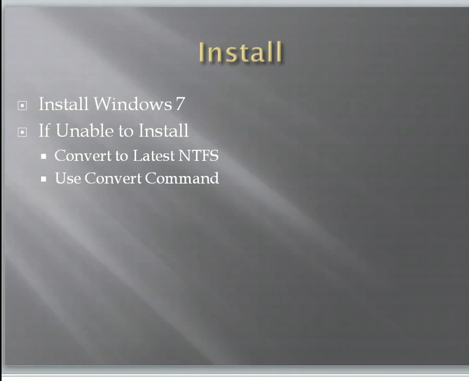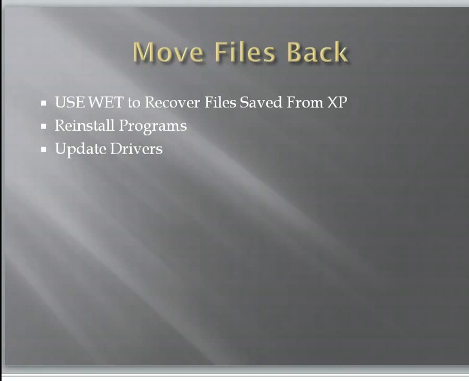The next thing you need to do is install Windows 7. Once you go through the process, if you get an error that the NTFS file system is too old, then you can just go back and convert the NTFS to the latest version using the convert command and the help screen that goes along with it. Then once we have Windows 7 installed, we need to move the files back that we saved, using Windows Easy Transfer on our new machine. And then after that, we'll reinstall the programs and update any drivers that are required.